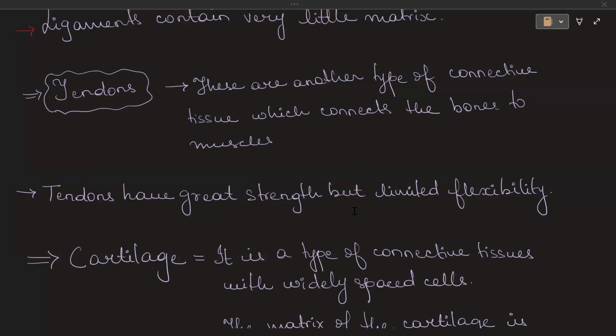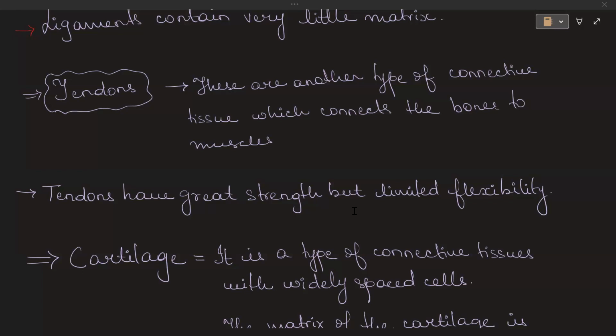Talking about the tendons, they have great strength, but they are not that flexible. They have limited flexibility. Is it clear? Yes, ma'am. Okay. Now, what all connective tissues have we seen? Can you name them from the beginning?